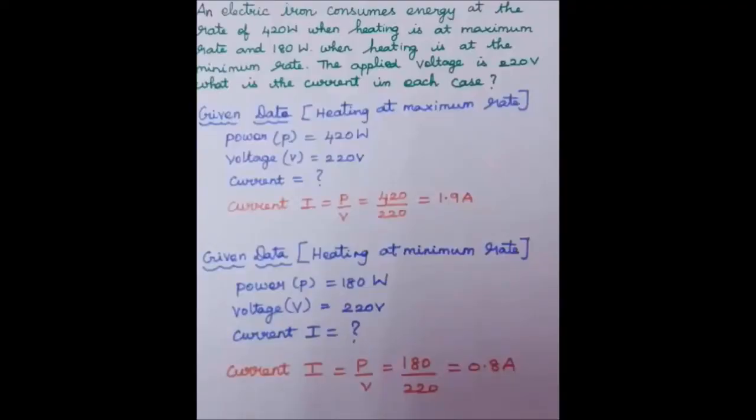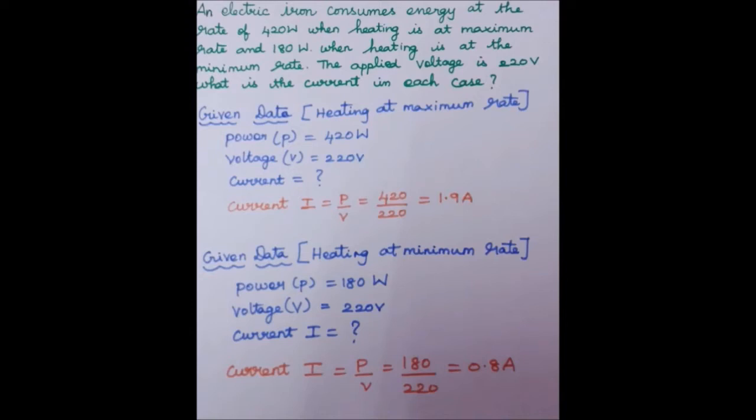Hello children, in this video we are going to solve the unsolved problems in the electricity lesson. First problem, read the question. An electric iron consumes energy at the rate of 420 watt when heating is at maximum rate and 180 watt when heating is at minimum rate. The applied voltage is 220 volt. What is the current in each case?